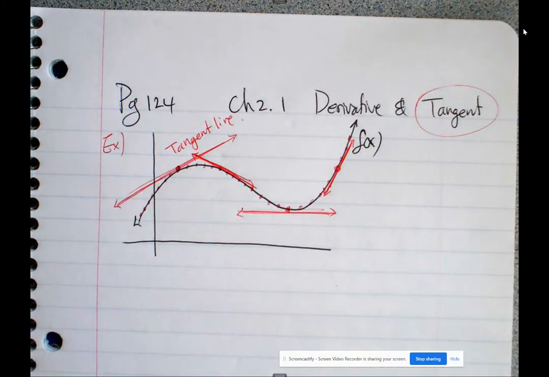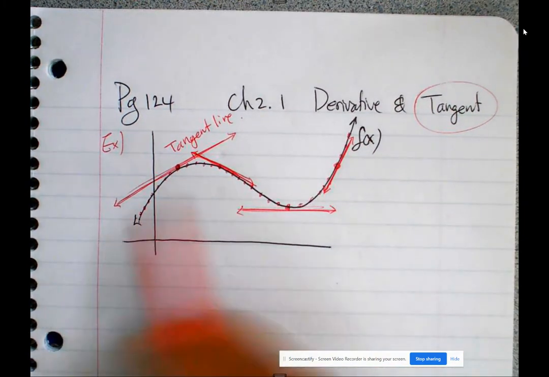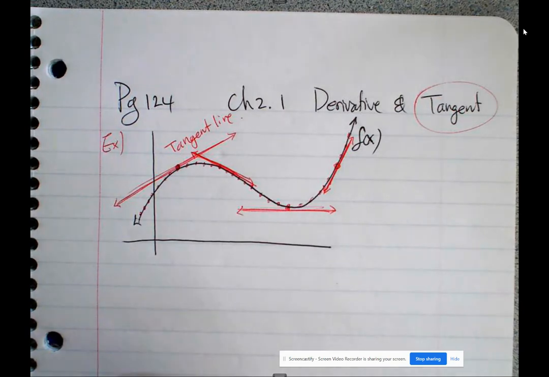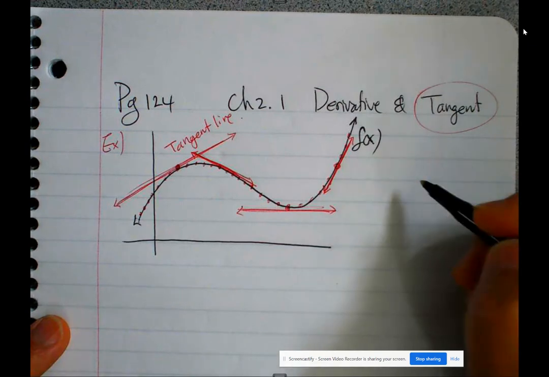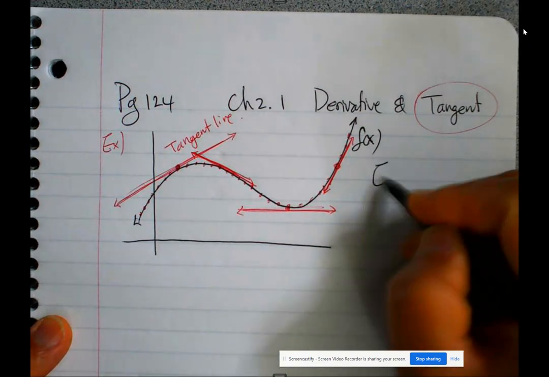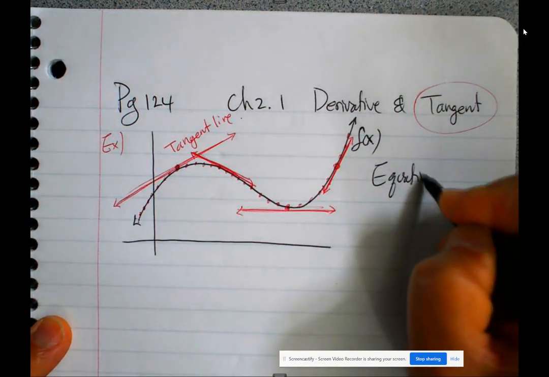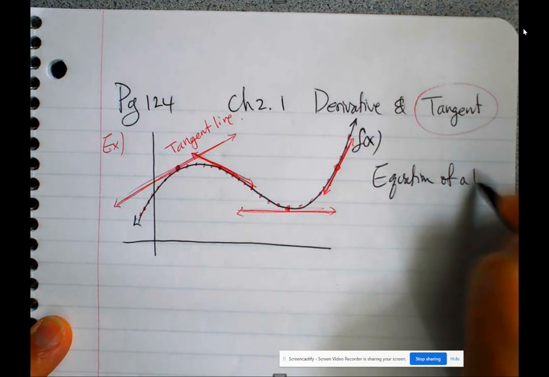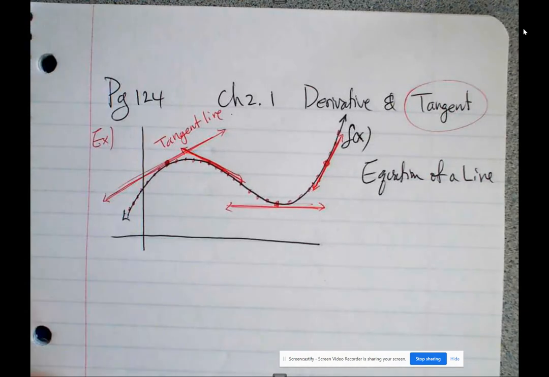Alright, so our goal is to find, not all of them, but wherever they ask us to find the tangent line, we need to find that tangent line. Okay, now this is all review. How do I find the equation of a line? What do we need to have in order to find the equation of a line?